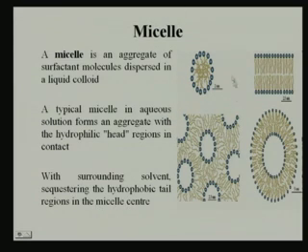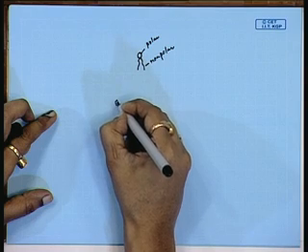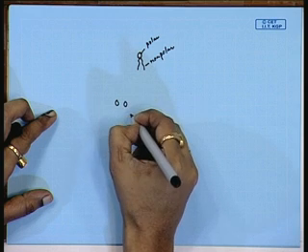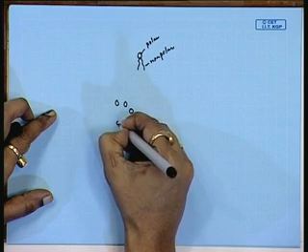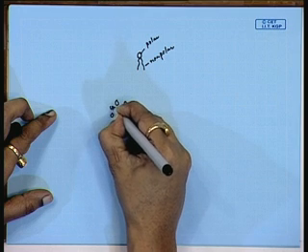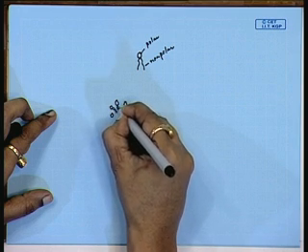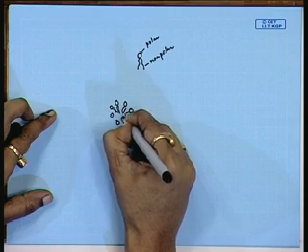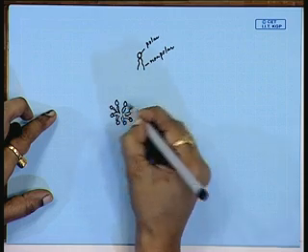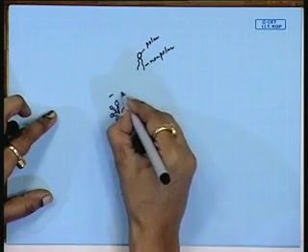Now, see, when it is in the aqueous environment, what is happening? All the heads in the aqueous environment, what is happening? If it is the aqueous environment, then the aqueous environment is very good for the hydrophilic molecule to go, and it is not at all suitable for the hydrophobic. So, this is the aqueous.